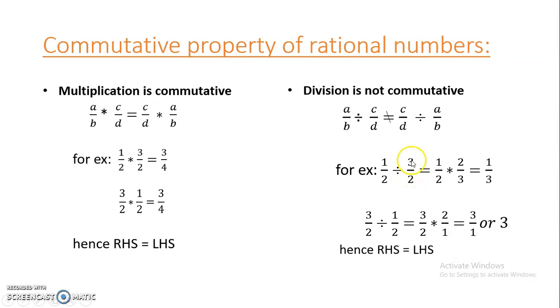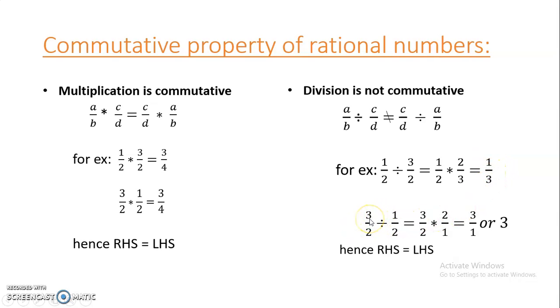1 by 2 divided by 3 by 2. So this division can be changed into multiplication by taking the reciprocal of the last number or the second number. So here 3 by 2 was there, we have converted it into 2 by 3 or taken the reciprocal. Now just multiply the numerators. 1 into 2 gives us 2 and 2 into 3 gives us 6. So this becomes 1 by 3.